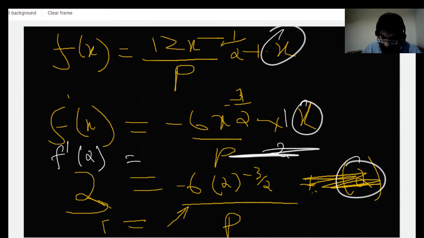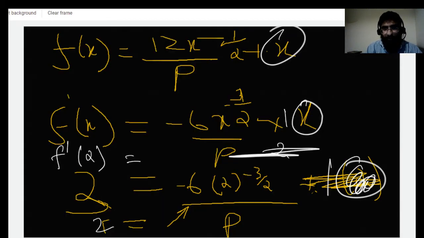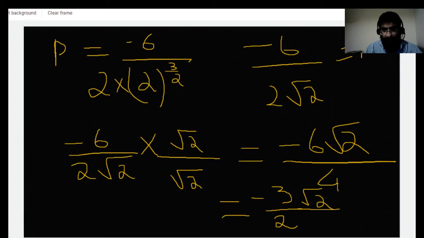It wouldn't have been a 2 over here, it would have been a 1 over here. Yeah, plus 1. And then you would have had this 2 over here instead of 1 on this side. So you would have an additional 2 in the denominator. So 2 into 2 root 2 will become 4. So 3 by 4 root 2.